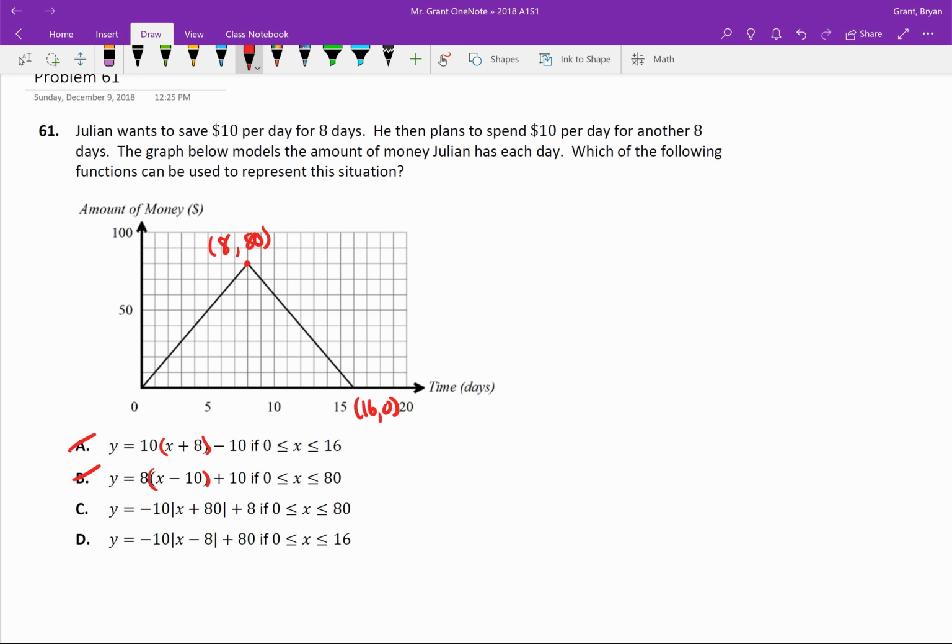And for C and D, we notice that they both have absolute value. V-shaped graph looks good so far. They both have the same slope. Looks good so far. The only difference then is that H and K on the inside. And just to make sure we remember, that's M times |X minus H| plus K. HK is always like our vertex. It's our starting point of the graph.